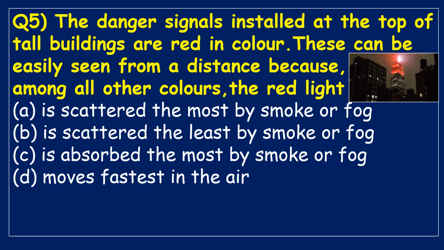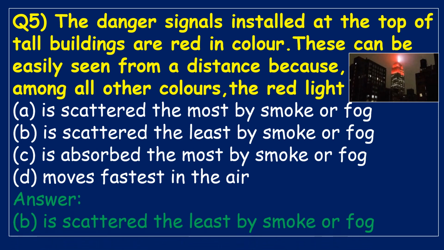Red light is scattered the least by smoke or fog. Right? Let's see the answer. Option B, red light is scattered the least by smoke or fog. That means red light will not spread out, it will not move away from the source of origin. It will stay there. That's why it is easy for us to recognize that particular object.